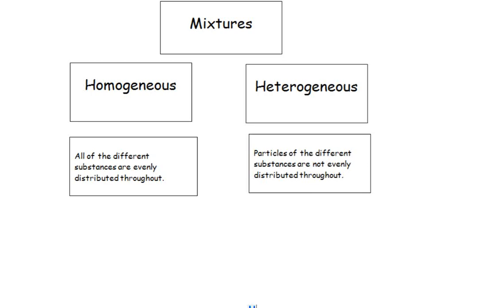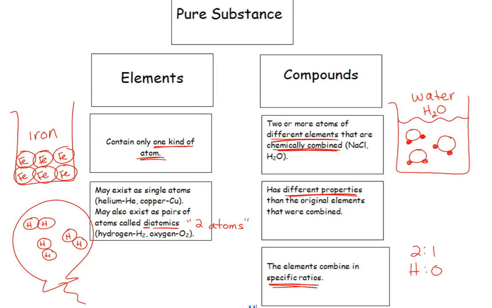The last video looked at classifying matter as a pure substance or a mixture. The pure substance could be broken down into two categories. Those two categories were the element and the compound. And the key to the pure substance being that all particles are the same. In an element, all particles are the same because they're all the exact same atom.